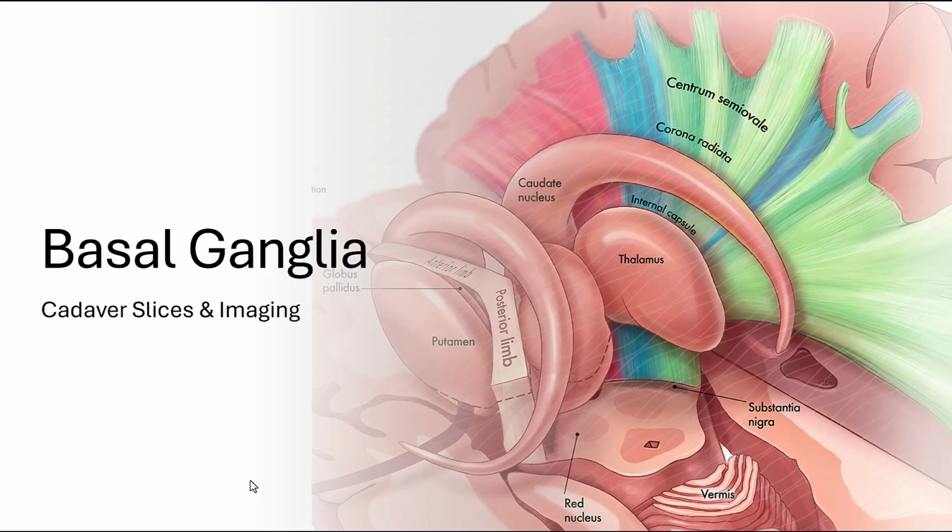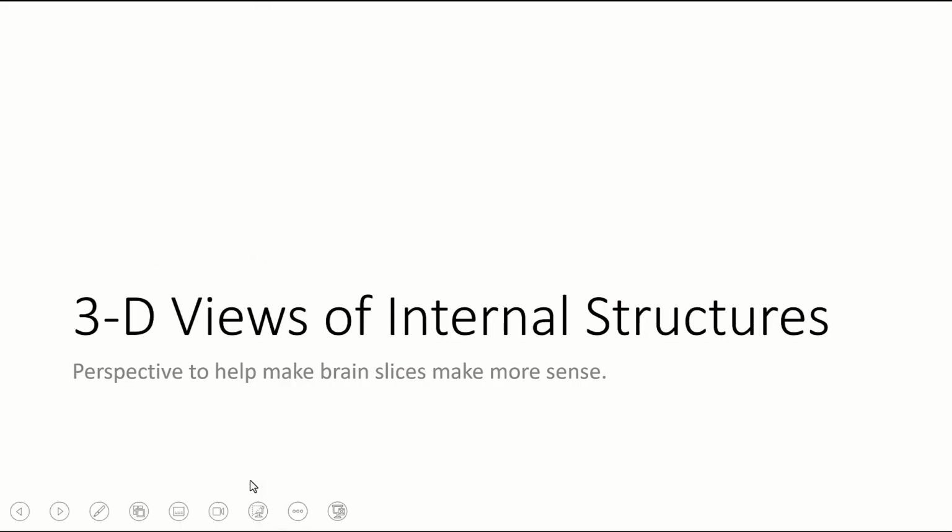We're going to go through the basal ganglia and the interior structures of a brain and what they look like on imaging. So let's first do some 3D views because these basal ganglia, we're going to see them on slices, and you see them just on slices in the anatomy lab as well. They are spread out across the brain.